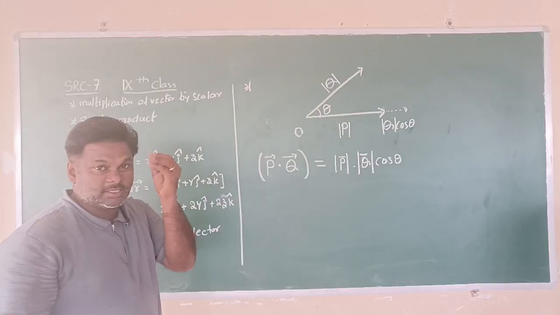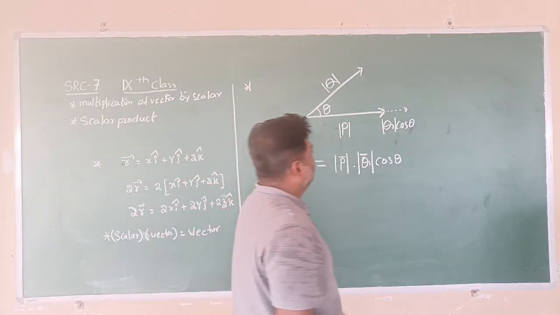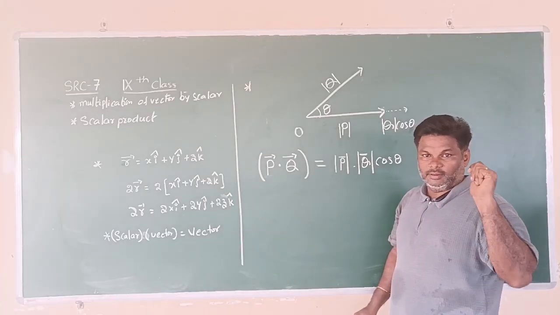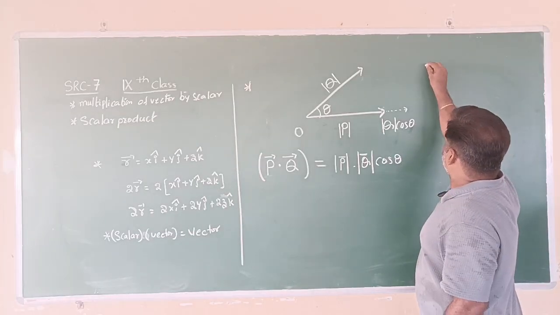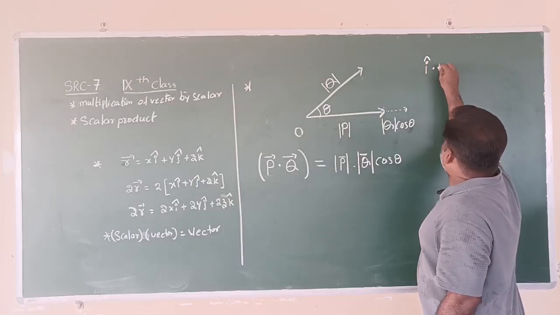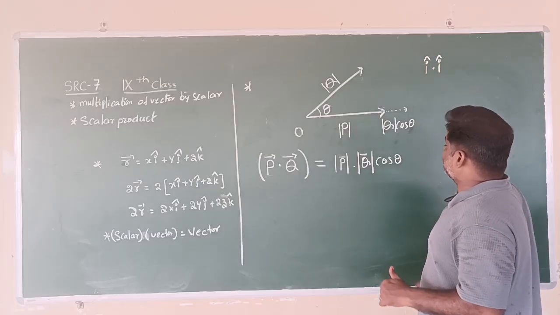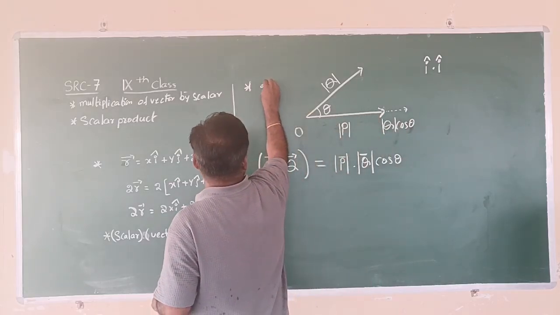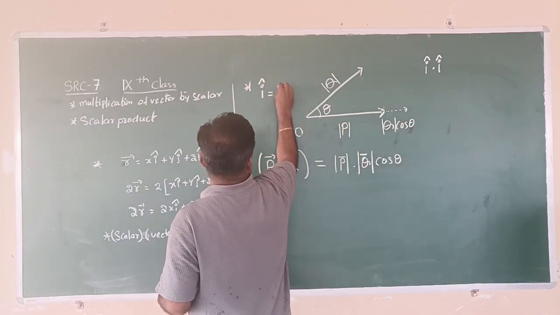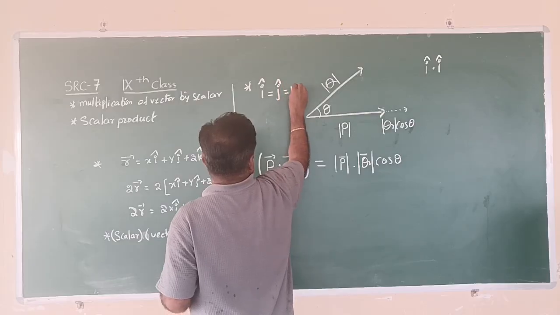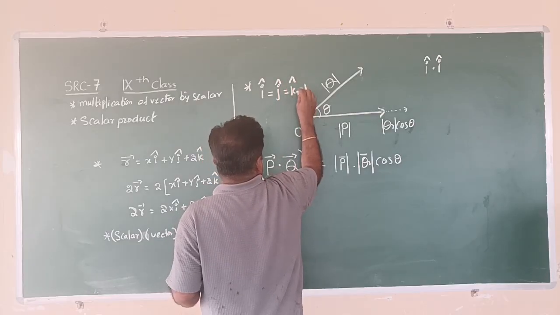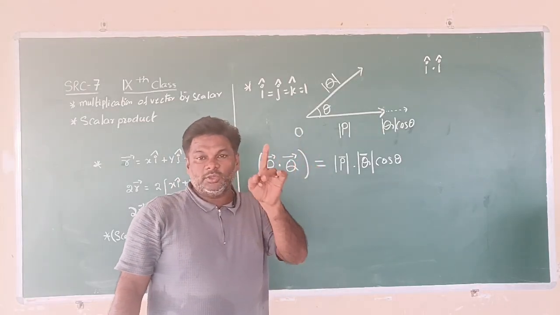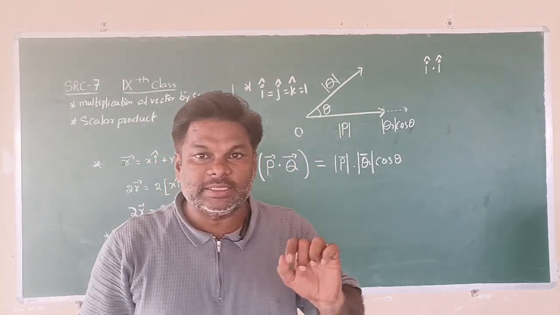Now come to the action. I have unit vectors. Let me verify how they behave when taking the product, i cap dot i cap. You all know that the magnitude of i cap is equal to the magnitude of j cap is equal to the magnitude of k cap is equal to 1, because i cap, j cap, k cap are unit vectors. Unit vectors mean whose magnitude is equal to 1.